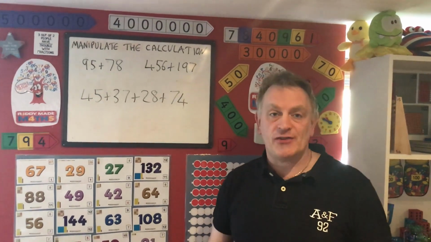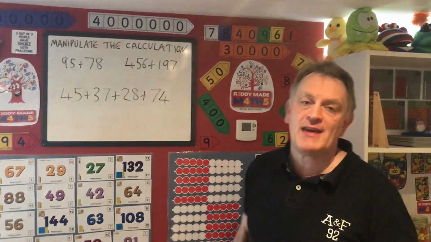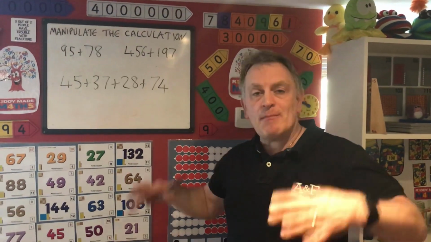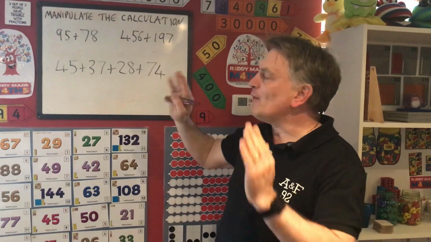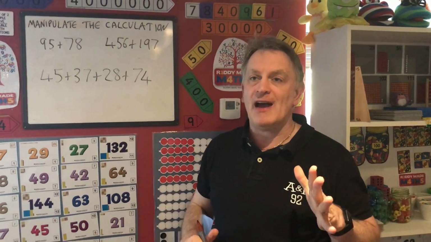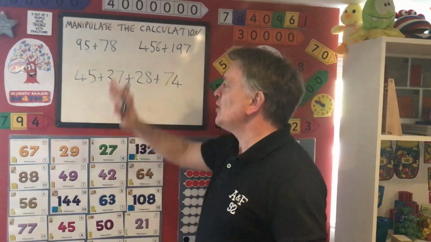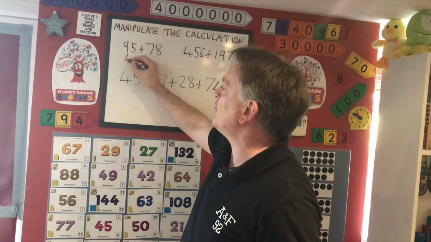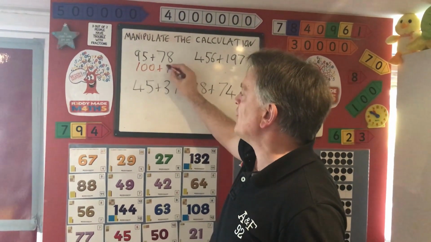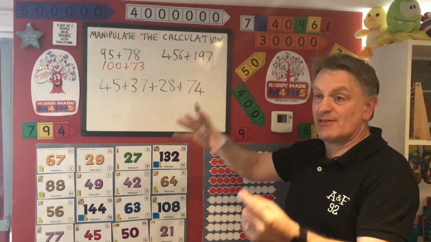Yesterday, we looked at the strategy round and adjust, with 95 plus 78, or 456 and 197. By the time we're getting into key stage 2, we'd probably look at this and go, wait a minute, we'll add 100 and we'll subtract 5. What we could now do, alternatively, is manipulate the calculation. We're going to pass 5 over instead. Pass 5 over, we end up with 100 plus 73. Like we filled the box earlier on. With this one, it stands out even more.